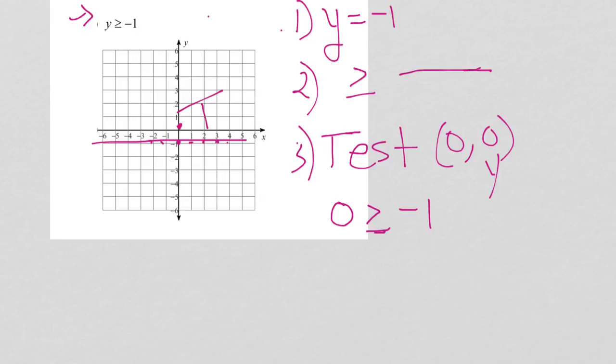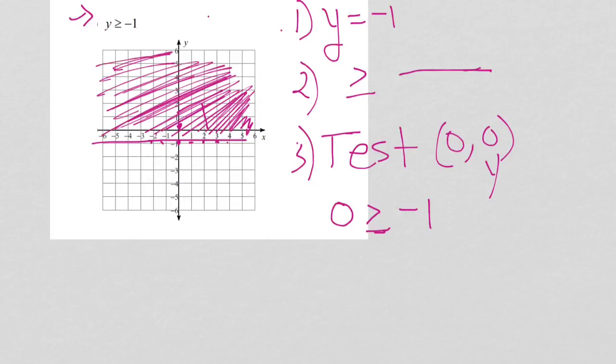Since that side's true, that makes it the winner. It's giving us a true statement, which means any of these points on this side of the line will give us a true statement. I can plug in the point 0, 4. Here's my y: is 4 greater than or equal to negative 1? Yep, still true.